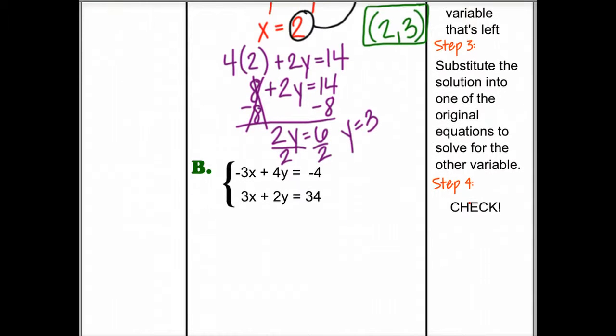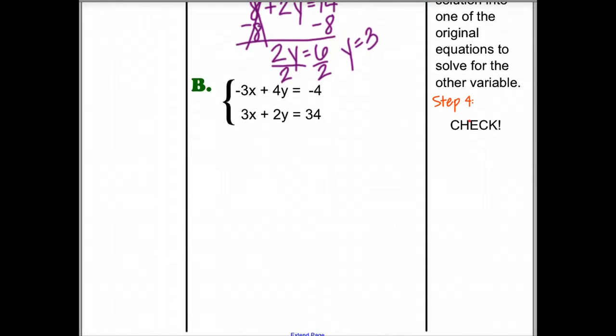Moving on to example B. I'm going to add these two equations together. And when I do that, 3x and negative 3x cancel. 4y plus 2y is 6y. Negative 4 plus 34 is positive 30. Dividing both sides by 6, I get y is equal to 5.